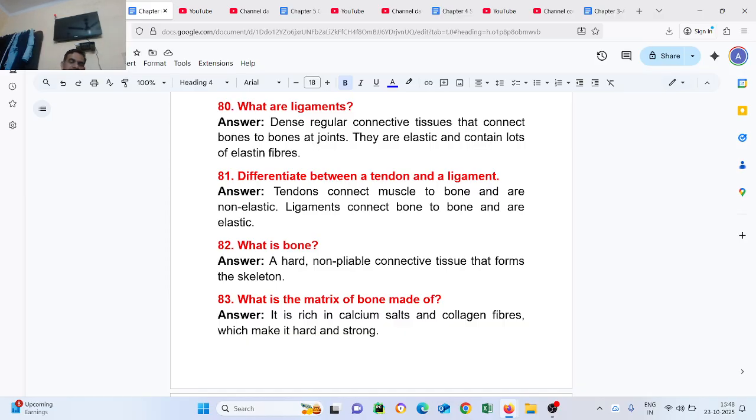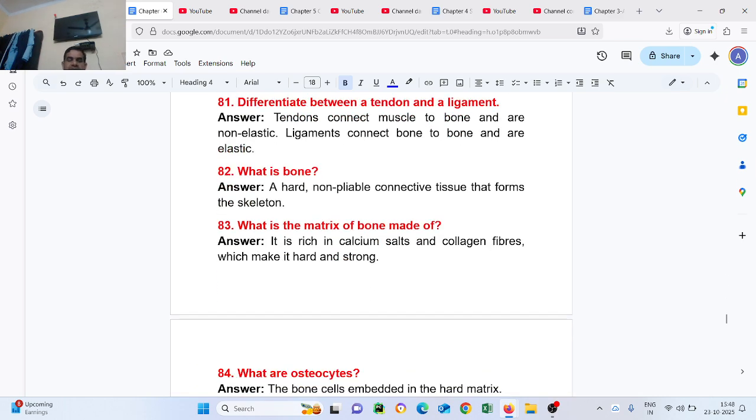Question number 83. What is the matrix of bone made of? Answer: it is rich in calcium salt and collagen fiber, which make it hard and strong.